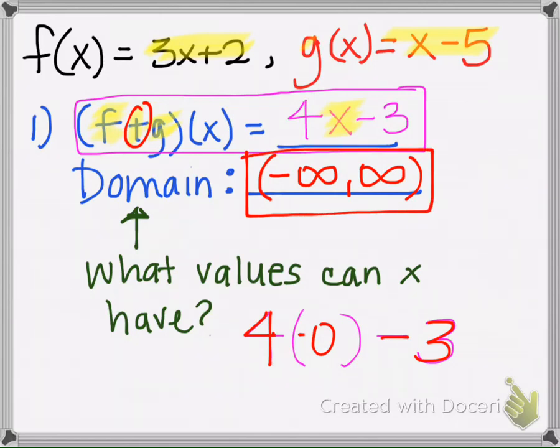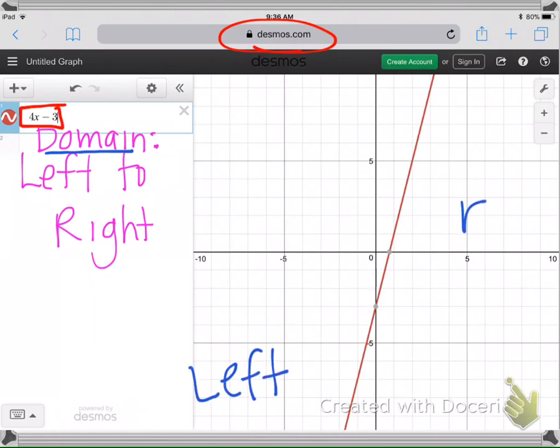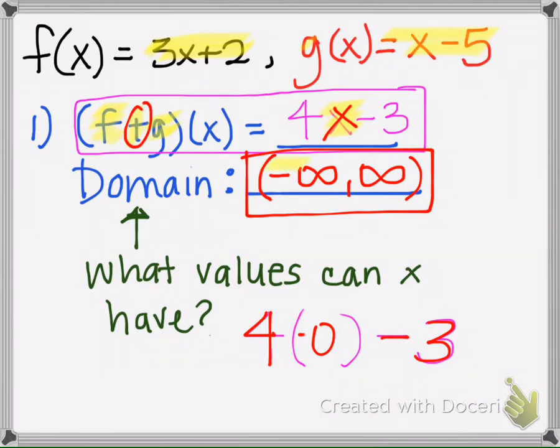So remember we could do this also graphically. If you have the function, you could just use common sense about what numbers you can plug in for x. But if you have the graph, I went to Desmos.com and graphed 4x minus 3. When we do domain on a graph, we always look from the left to the right side. The graph is going infinitely to the left and infinitely to the right. So the domain that we got here checks.